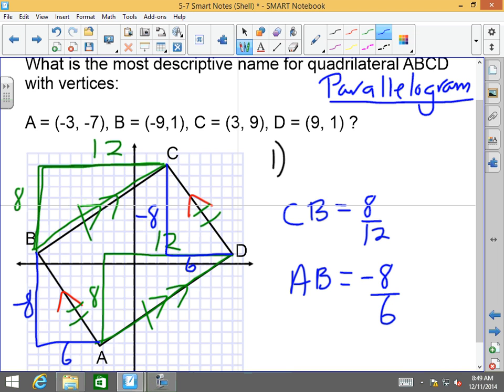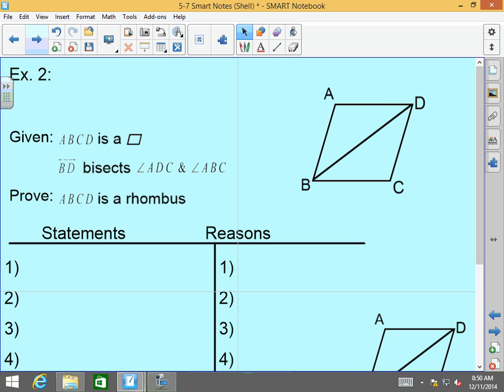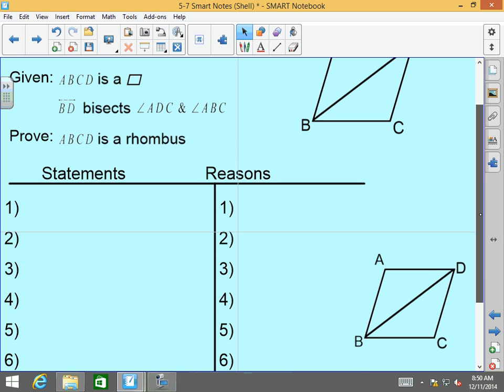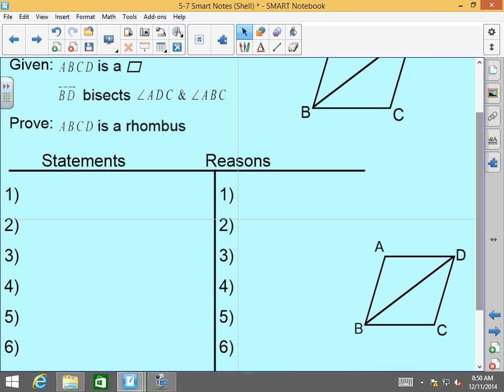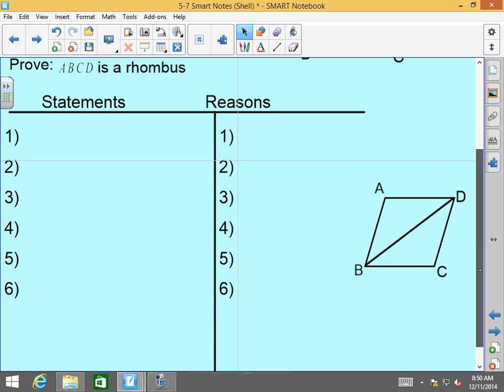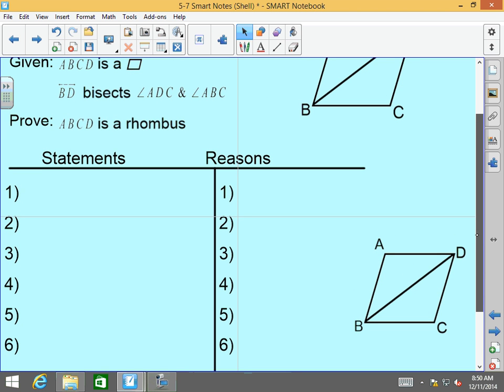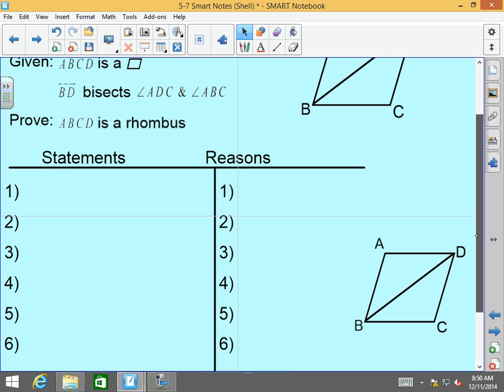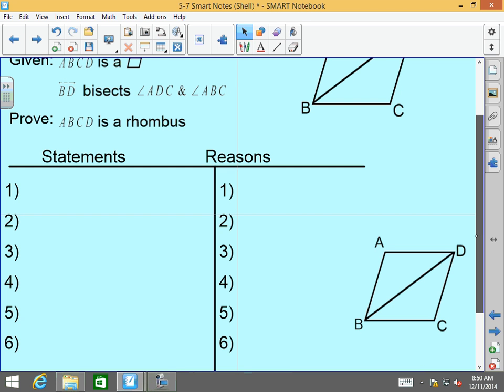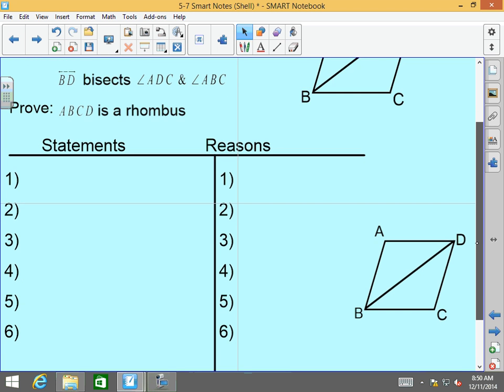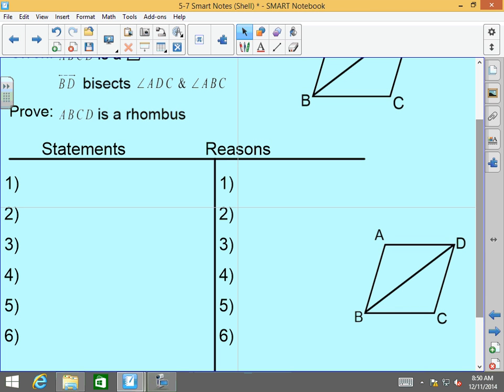Okay. Let us continue. Okay, your favorite part. Proofs. They tell you right from the beginning here that ABCD is a parallelogram and BD bisects angle ADC and ABC. So that should give you a hint right off the bat. If BD bisects ADC and ABC, we're looking at potentially a rhombus or a square. I want to prove that ABCD is a rhombus, though.